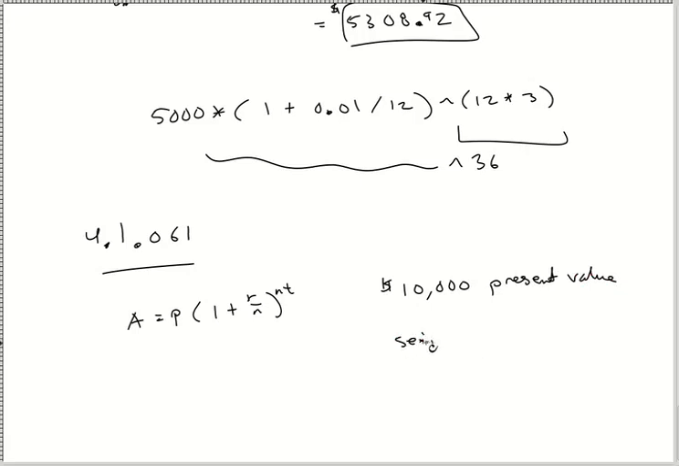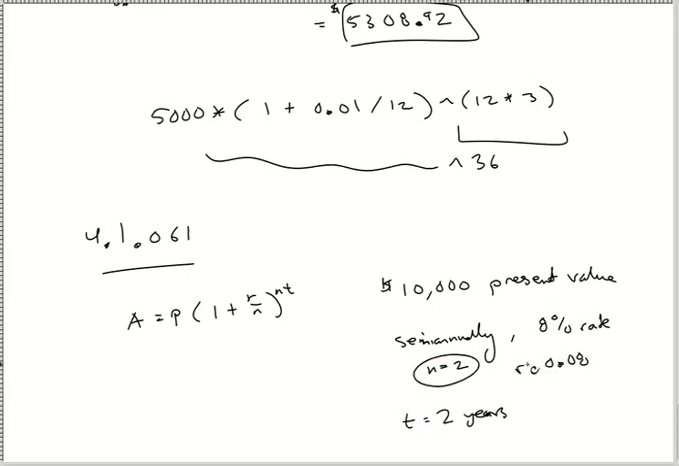So we got semi-annually. That basically means n equals 2, 2 times a year. They got 8% rate, which we all know is going to be 0.08 at this point. And then they're saying do it for 2 years. So that's going to be my T. So good, R equals that, good, and good. Okay, so we got some numbers. Awesome. What is our present value?